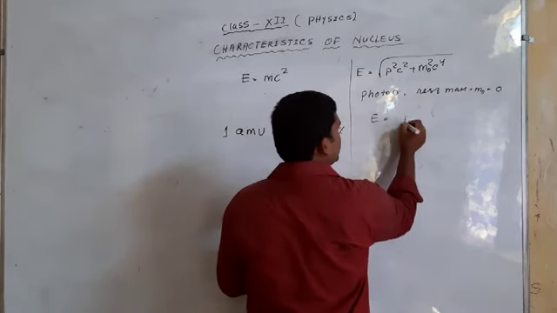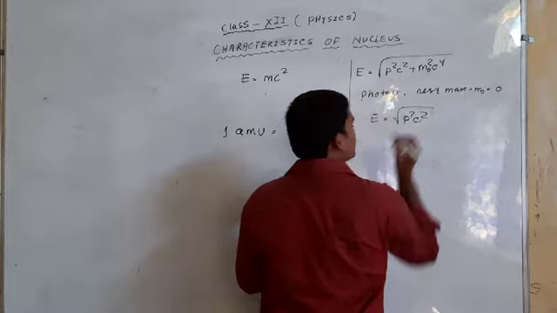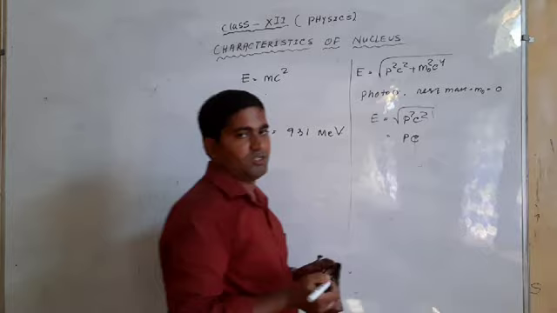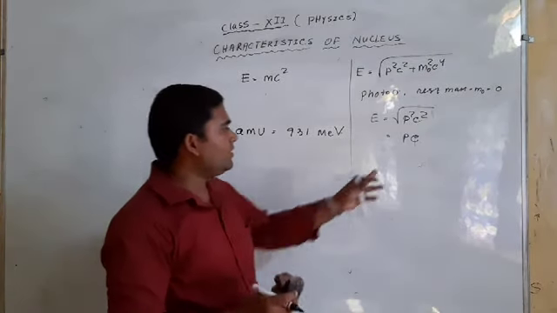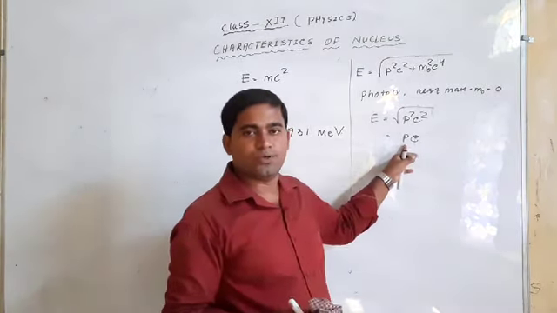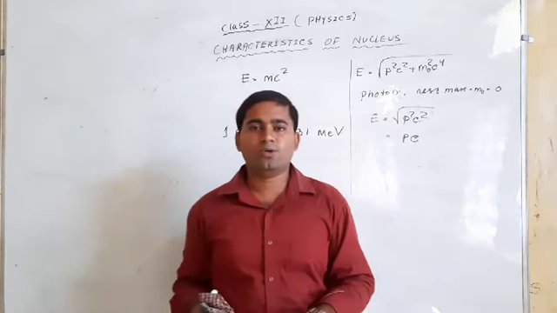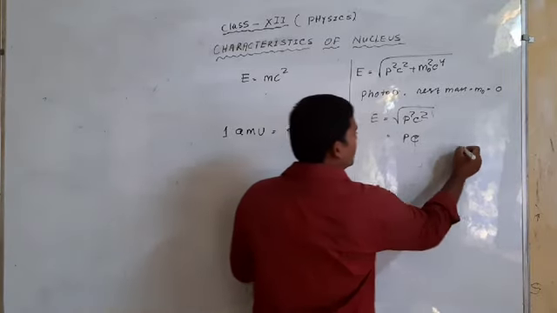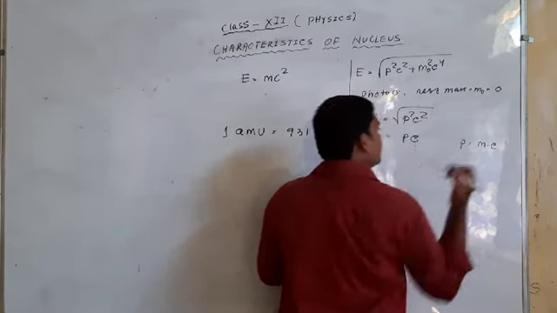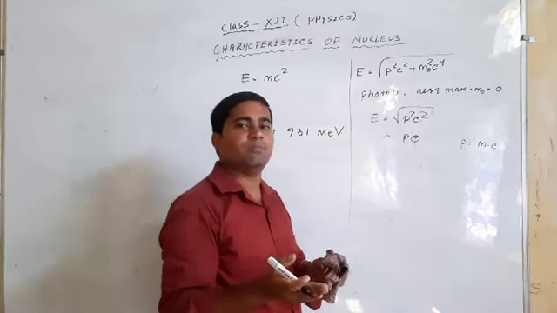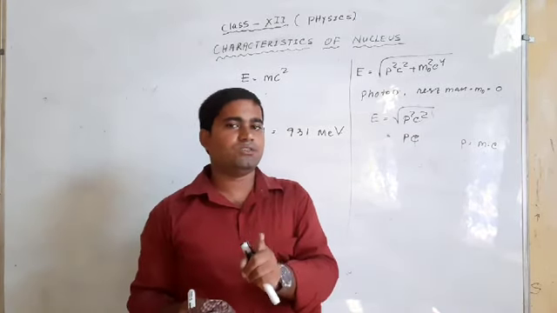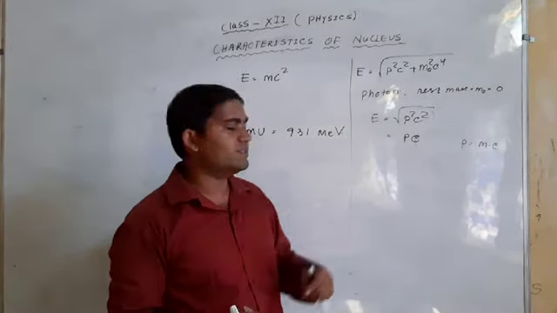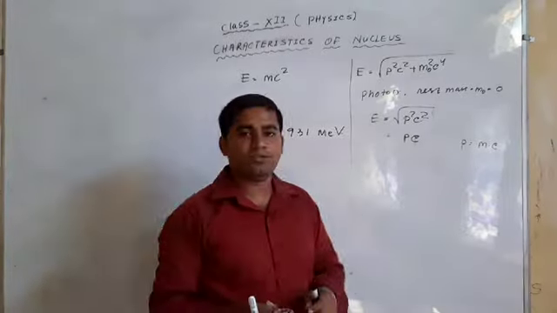So we can write E equals the square root of P square c square, so simply E equals Pc, where P is the momentum of the photon. Since the photon moves with the velocity of light, its momentum P equals mass into velocity, P equals mv, but here the velocity of the photon is equal to the velocity of light. So we can replace v by c.